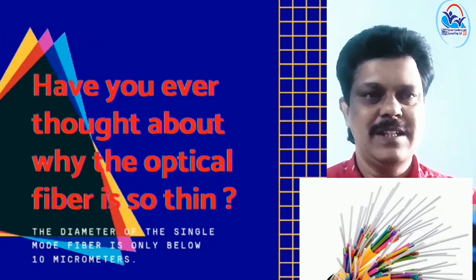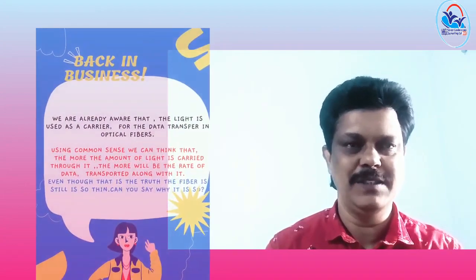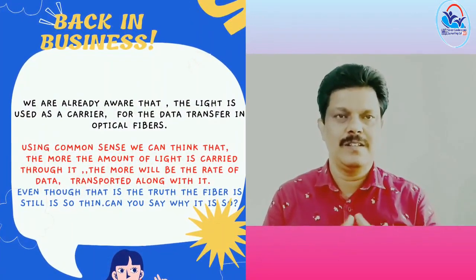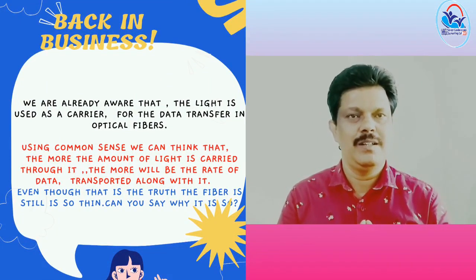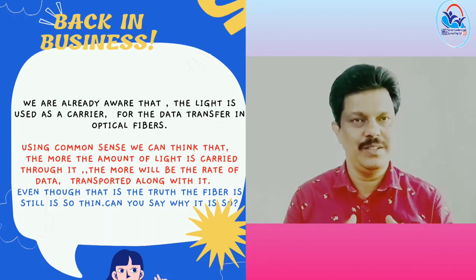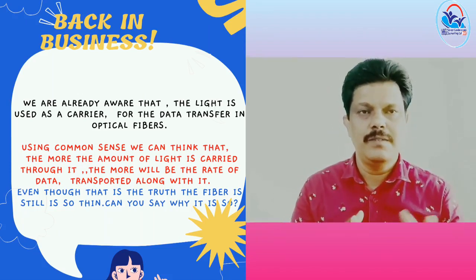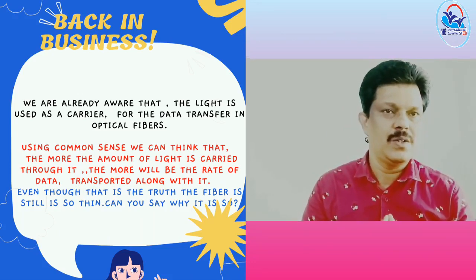We are very much aware that light is used as a carrier for data transfer in optical fibers. Using common sense, we can think that the more light is carried through an optical fiber, the more will be the rate of data transfer through it. Even though, the truth is that we use a very thin optical fiber. Can you say why it is so?